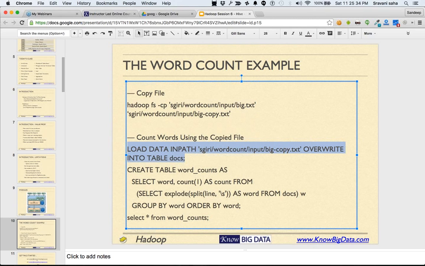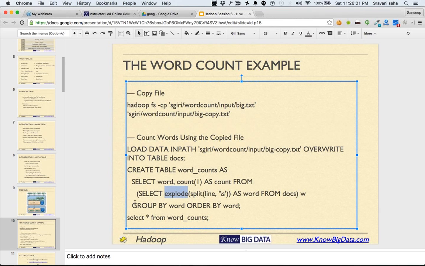First, we are loading this big text file from HDFS into this table. And then we are creating one word per row. So there'll be a single column and there'll be one word in it. That's what we are doing by split and then explode, just like we did earlier by splitting and then flattening in the case of Pig.